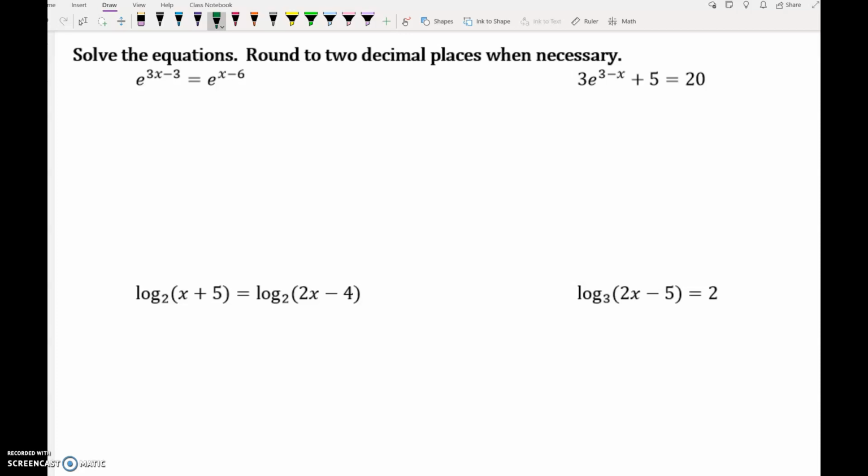This video is going to go through solving the equation. So the last page of your review, the first one we do, because the e's are the same, we do 3x minus 3 equals x minus 6. Subtract x on both sides.